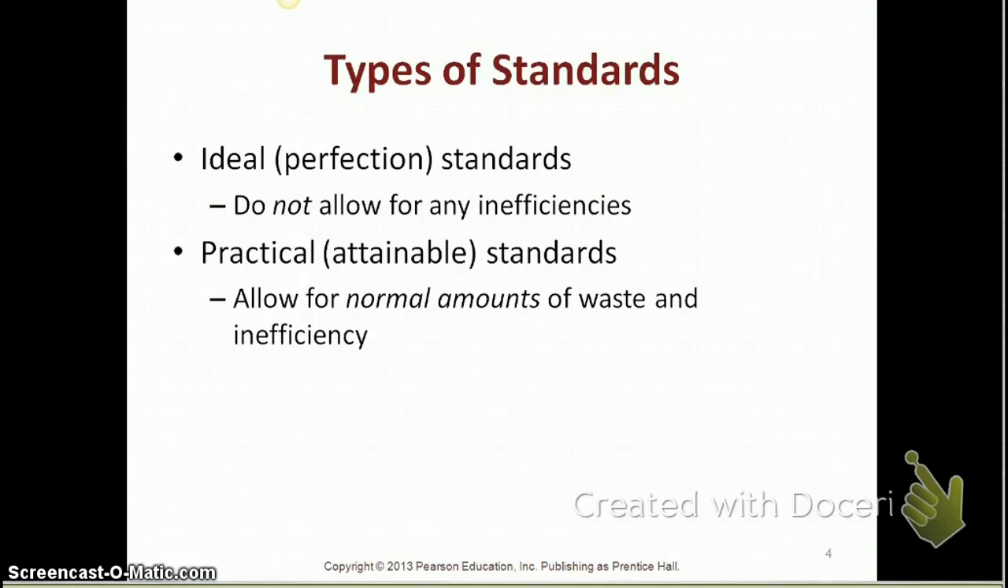So whenever we are talking about standard costs in the upcoming discussion, we are always dealing with practical or attainable standards. Whenever companies develop products, they make sure their standard costs allow for a normal amount of waste and inefficiency. So the standards that they develop, again, are practical or attainable standards. And these are the standards that they use to benchmark against actual costs for evaluating performance.